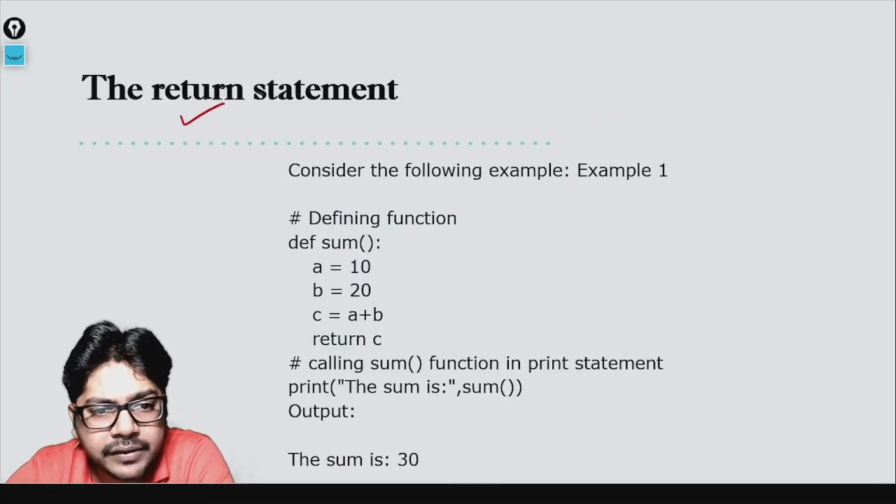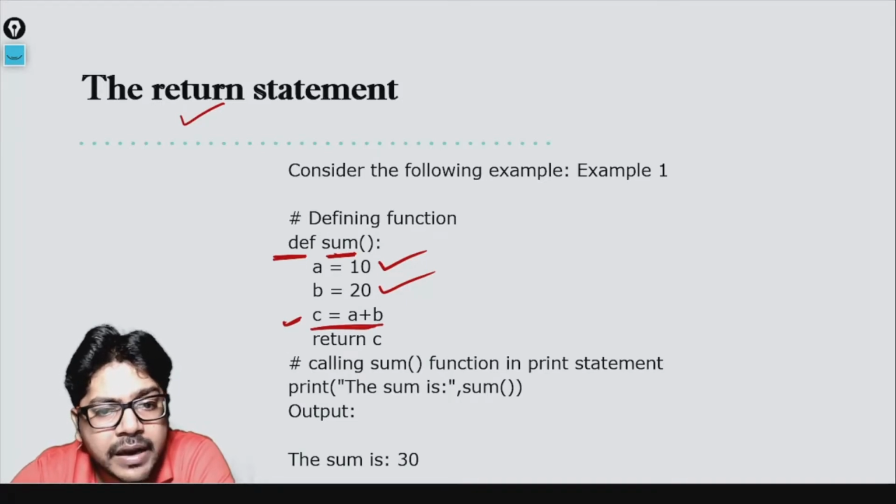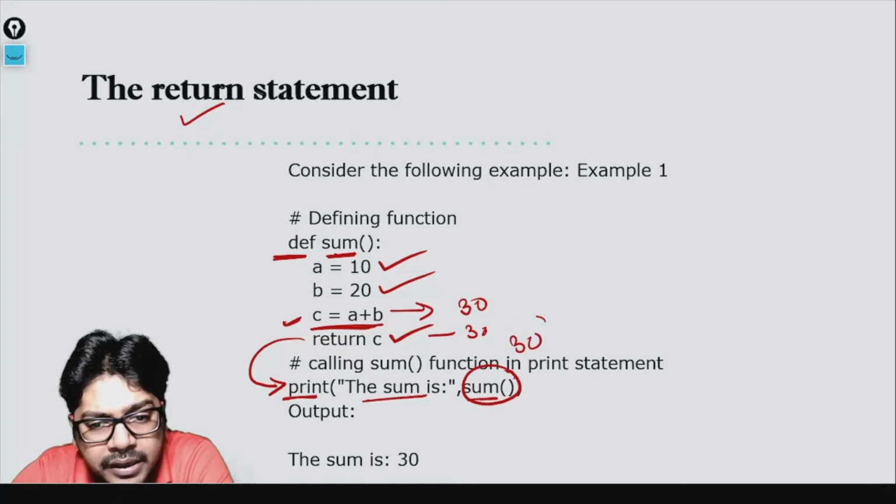Here what we are doing is defining a function using the def keyword. The name of the function is sum. We took two variables, a equal to 10, b equal to 20. We took another variable c, and we are writing c equal to a plus b. And now we are returning this c. Since we are returning this, when we write the print statement, print the sum is sum, this sum is returning a value. What is it returning? In our case c, which is 30. So this will be replaced by 30, right?